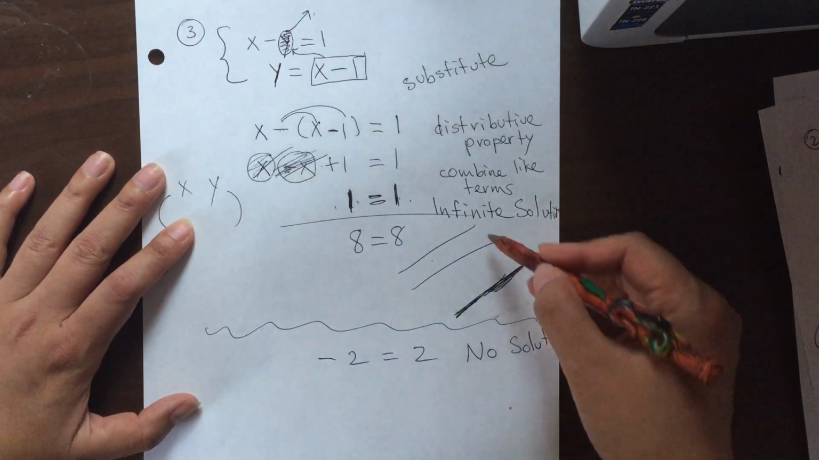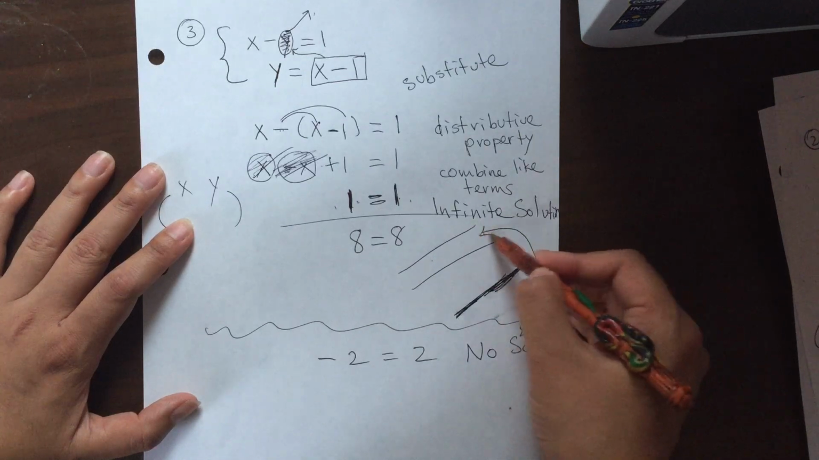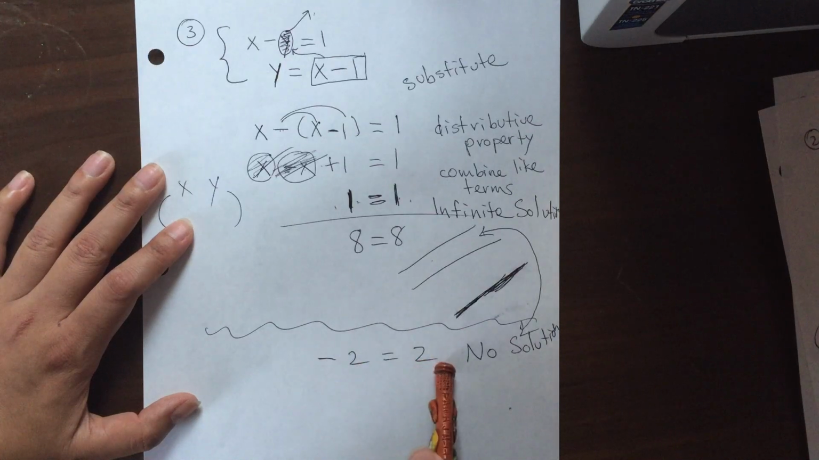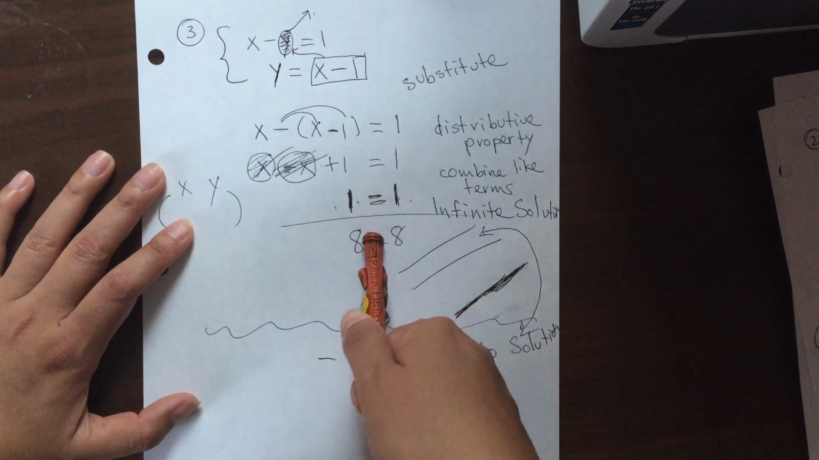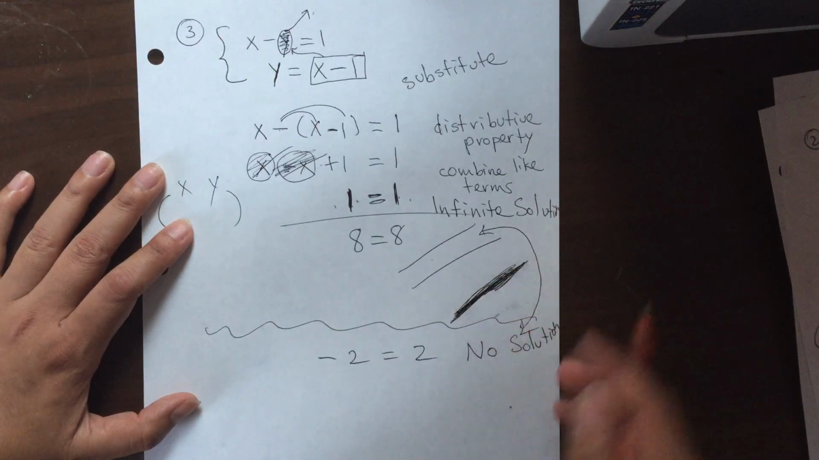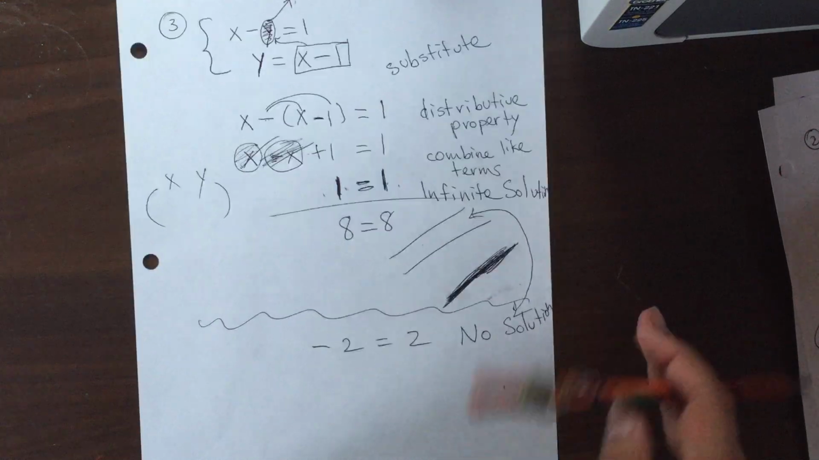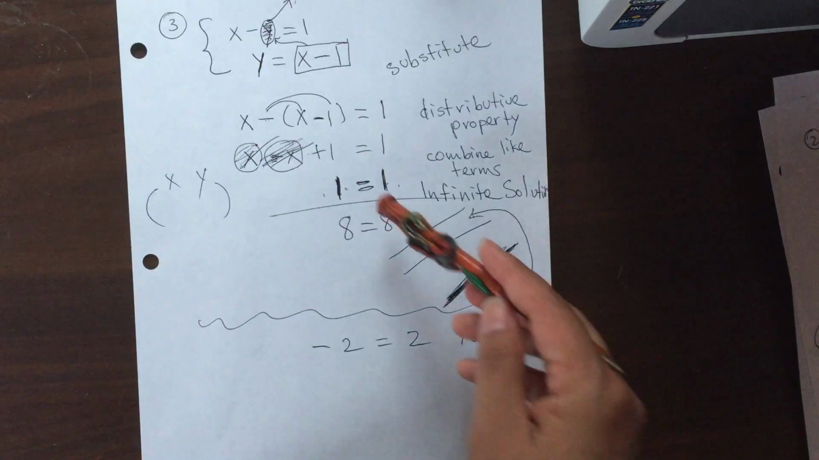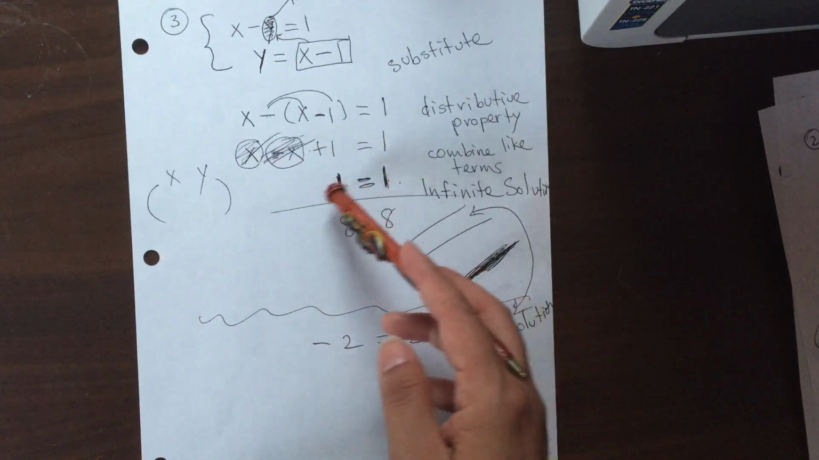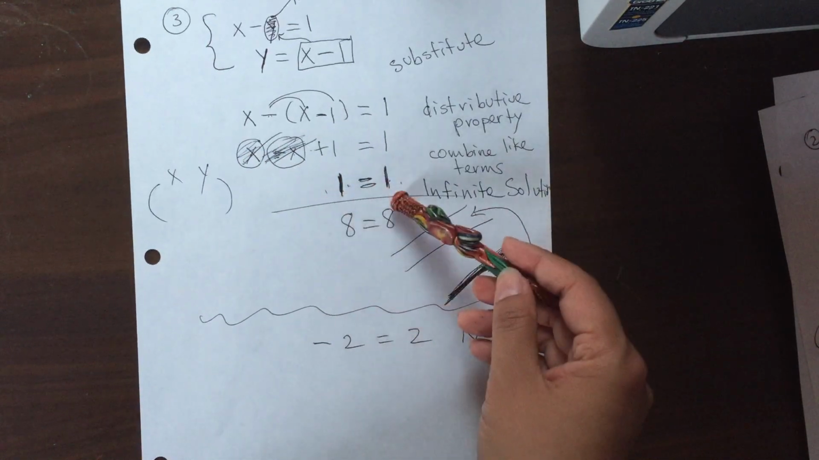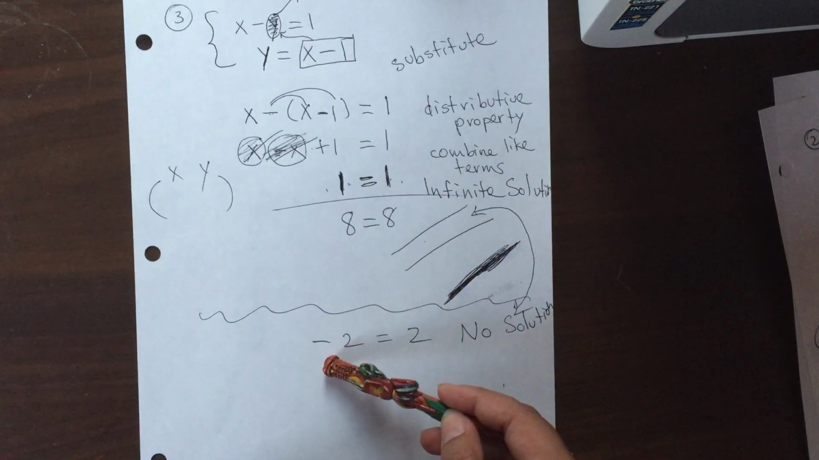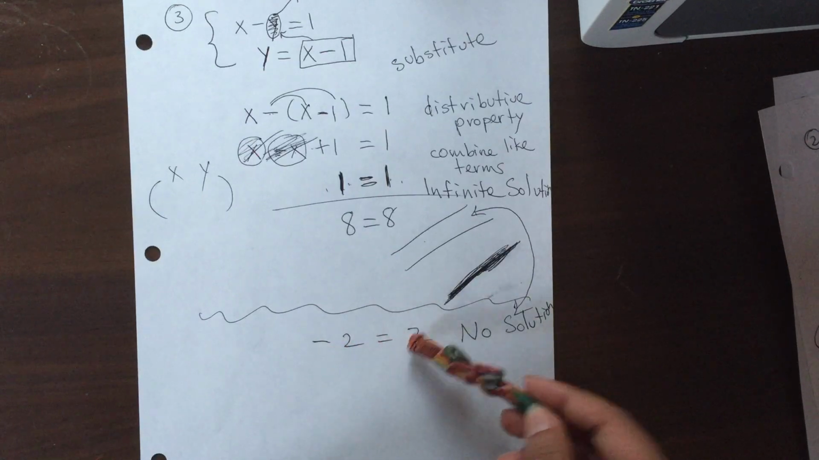And what this means is that for this one, your lines will never meet because one is a negative 2 and the other one is a 2. And for this type, that means that the lines overlap. They're going to be one on top of each other. Okay? Again, when your variables cancel and you end up with numbers only, if the numbers are the same sign, same number, infinite solution. Different signs or different numbers, no solution.